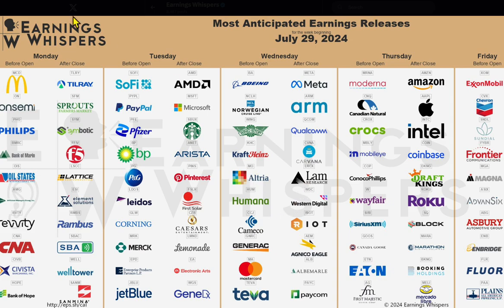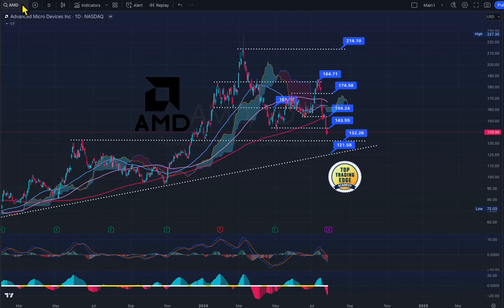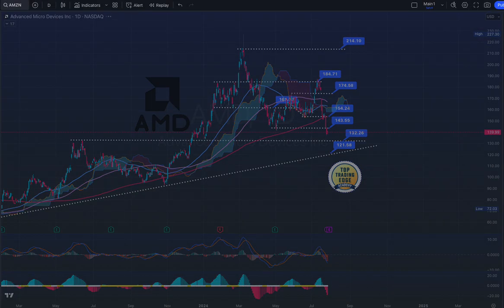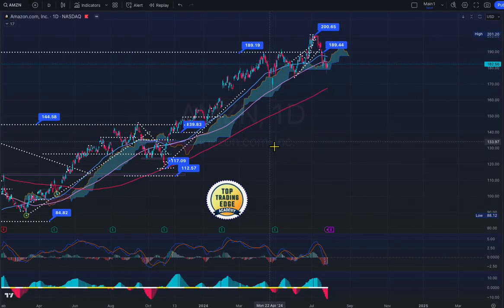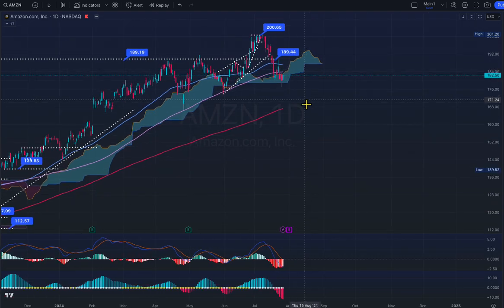Okay, Amazon and Intel. Amazon. Oh wow, Amazon looking horrible, folks. Amazon looking weak here, but Amazon has a support here. You've got a strong demand here, folks. At 170, once we flip this one, then we could go lower and then to the 200 SMA. So eventually Amazon wants to go.